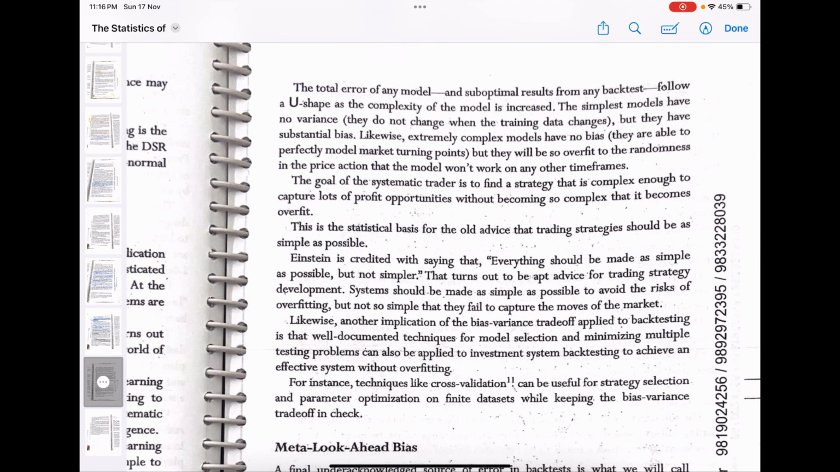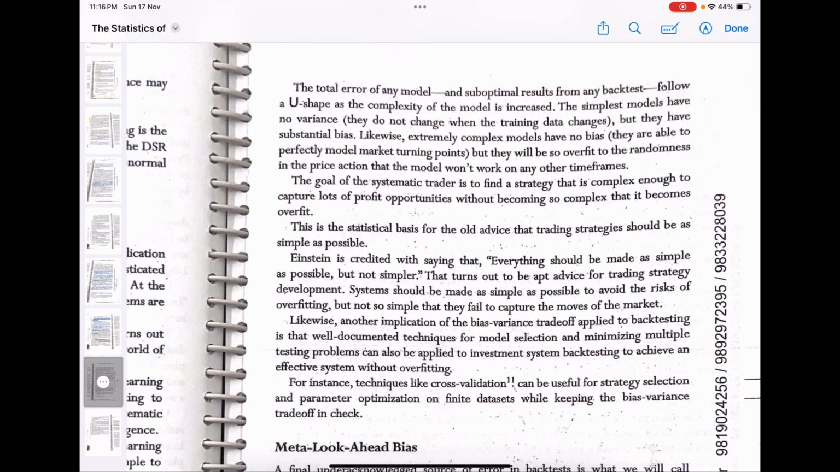The total error of any model and suboptimal returns from any backtest follow a U shape as the complexity of the model is increased. The simplest models have no variance. They do not change when the training data changes, but they have substantial bias. Likewise, extremely complex models have no bias. They're able to perfectly model market turning points, but they will be so overfit to the randomness in the price action that the model doesn't work on any other time frames.